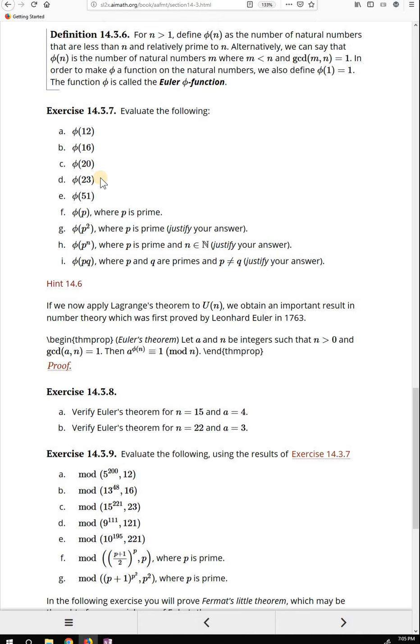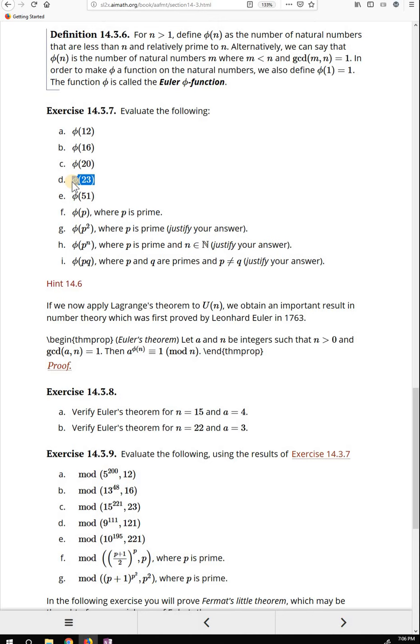In fact, it's 22, right? Because 23 is prime. Yes, that's right. So there's 22 numbers in U of 23. Now, if I take any element in U of 23, the order of that element must divide 22. Okay. That's what we were saying.